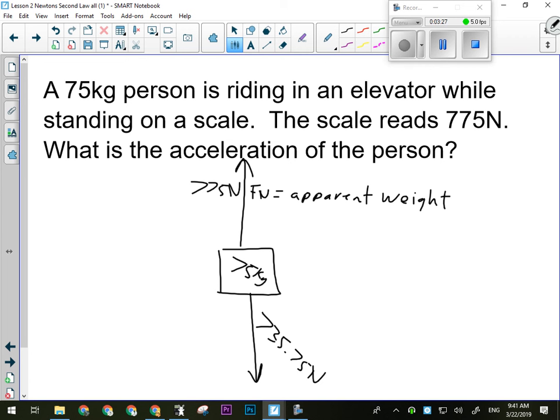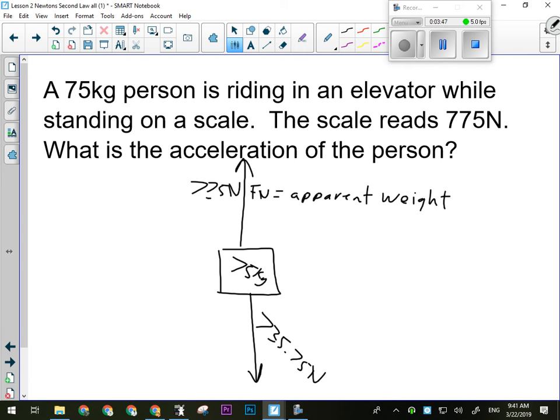If the elevator was descending, then this number would be smaller than this one. It's no different than the tension in the cable. Normal force and the tension in the cable are effectively the same thing. They're the upward force on the elevator, person, occupant of the elevator, whatever. All right, everyone following me on that?